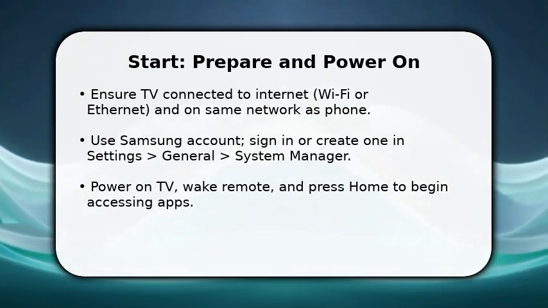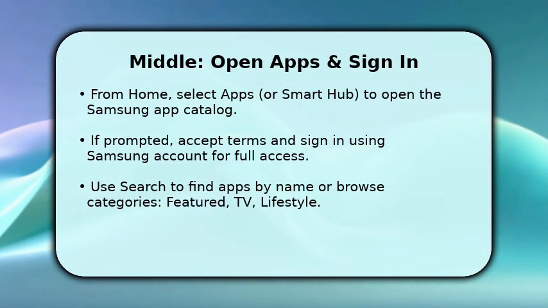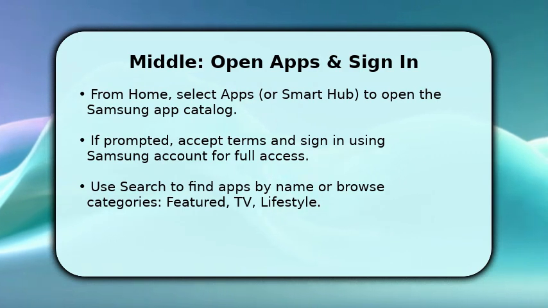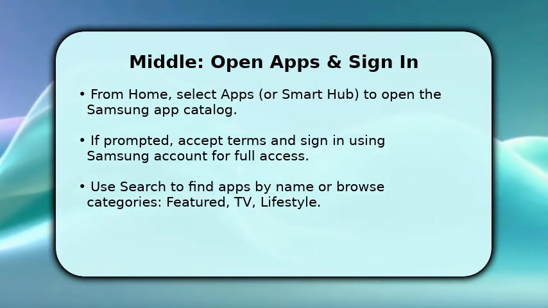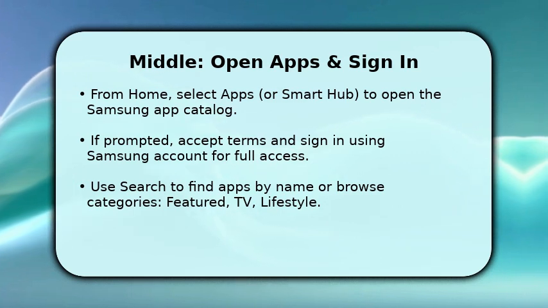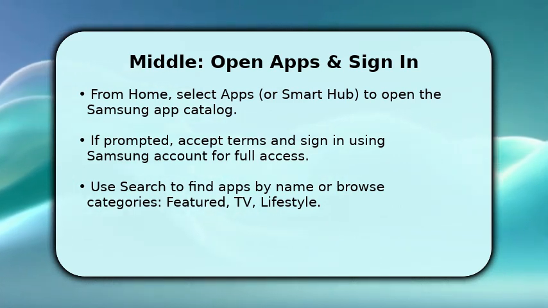You'll now open the Apps section to reach the store interface. This is where downloads and updates happen. From Home, choose Apps or Smart Hub and wait for the catalog to load. Slower models take a few seconds.